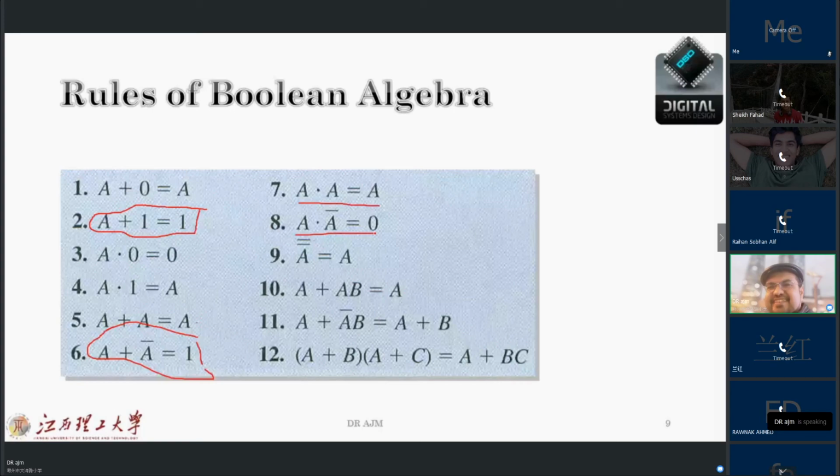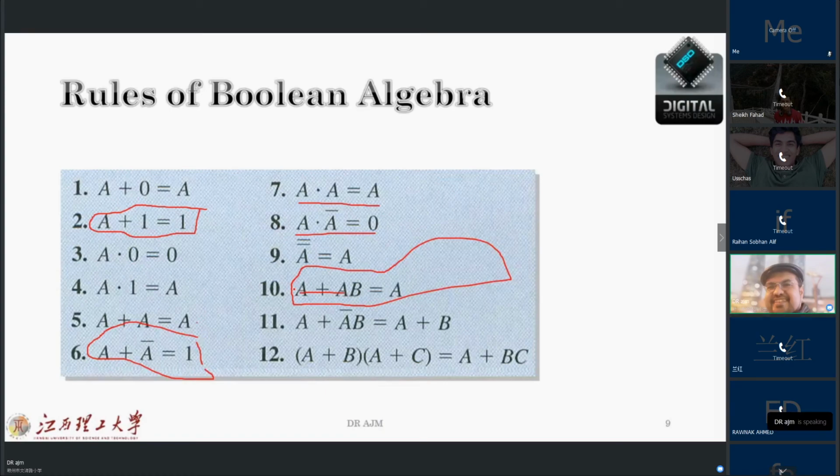Number 10, if you see, is something like this: A plus AB is equal to A. This number 10 is very important. How can we remember this one? If you have the addition between two parts and the common part is the answer, then A plus AB, the common part is A, so the result is A. You can memorize it. Number 11 is also important. We say that A plus A bar B is equal to A plus B.